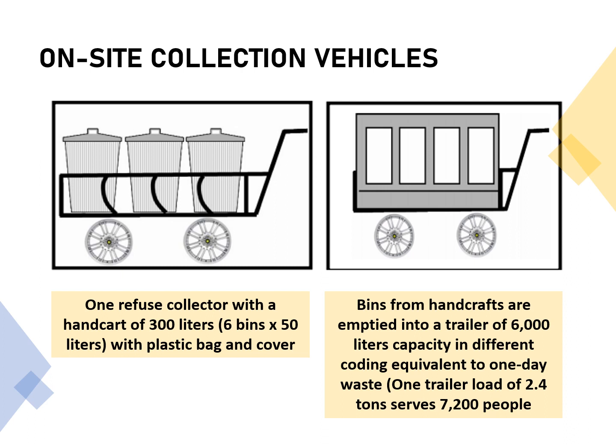And we also have bins from handcarts that are emptied into a trailer of 6,000 liters capacity, in different color coding, equivalent to 1 day of waste. So one trailer load, the one you can see in the picture, is equal to 2.4 tons of healthcare waste that comes from 7,200 people. Okay, so that's the capacity of the on-site collection vehicle. It's quite big and it can accommodate a lot of waste.